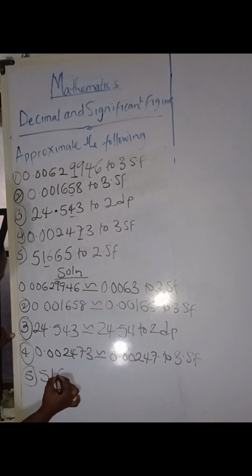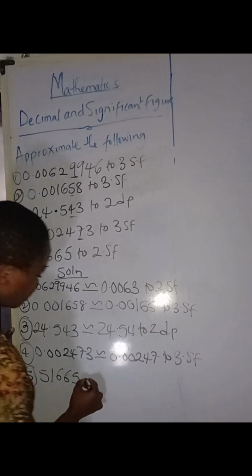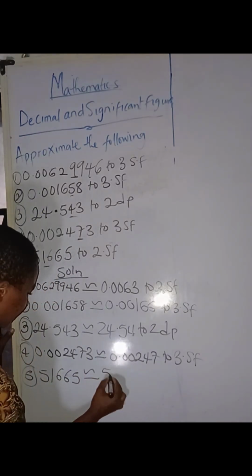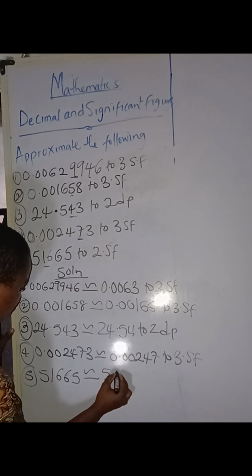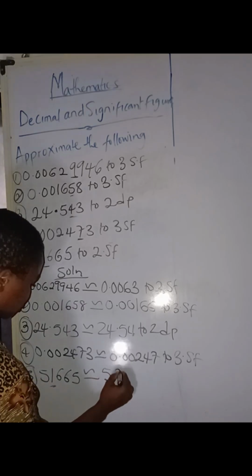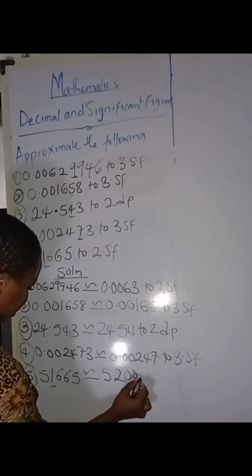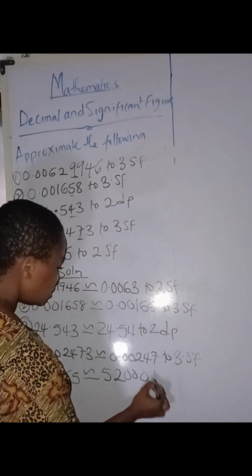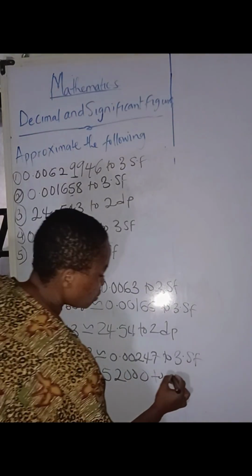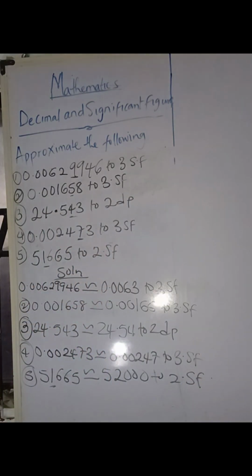Let me write the question. 51665. We now approximate it to be what? 5, this is the second value. So we now approximate it to 52. The rest become 0 0 0, to what? To 2 significant figures.